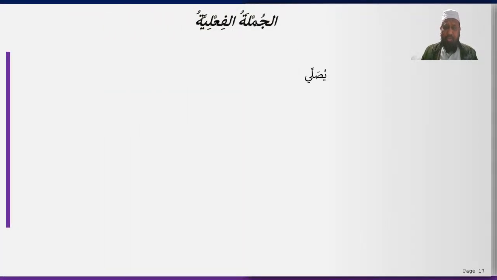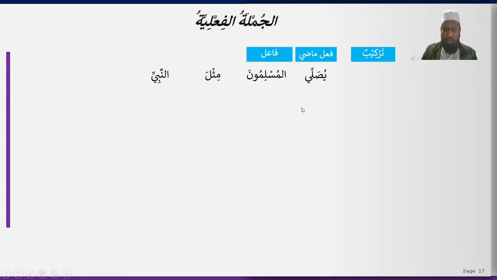And the last example, يصلي المسلمون مثل النبي صلى الله عليه وسلم. Over here we got مثل. So يصلي is one slot, which is the فعل. المسلمون one slot, المسلمون فاعل. So this will be مفعول. Now tell me what type of مفعول is this? مثل النبي.